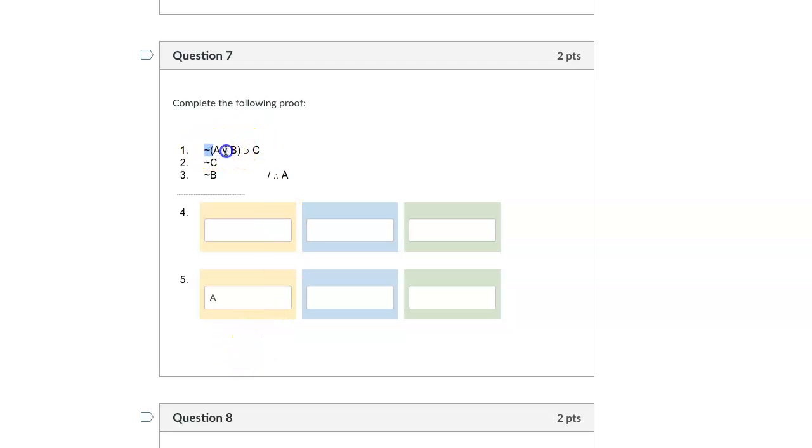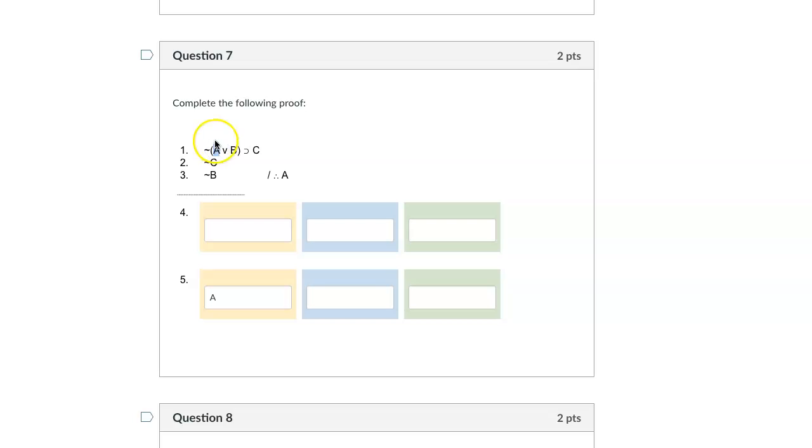Okay, so I have a conditional. A is part of that conditional. What is it? I'm going to just use the jargon, right? So it is part of the antecedent. And in particular, it's part of the negation of a disjunction.